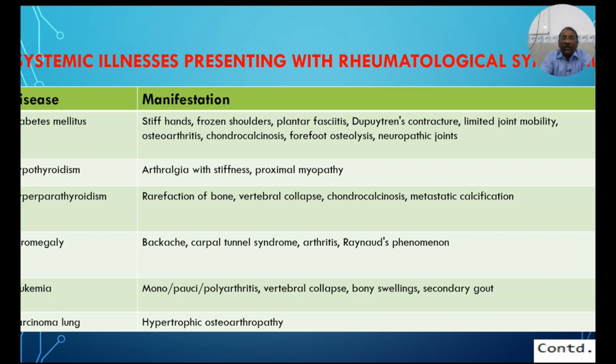So these are the very common rheumatological manifestations we often see in diabetic individuals. Hypothyroid patients also present with rheumatological conditions: arthralgia, stiffness, mostly proximal myopathy. And other things we see very rarely.